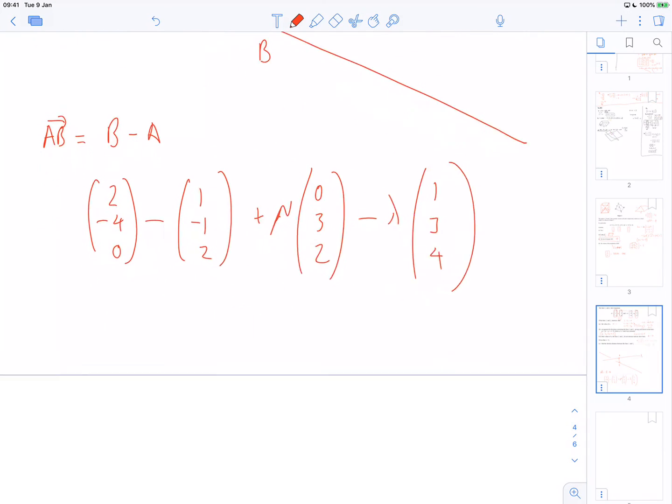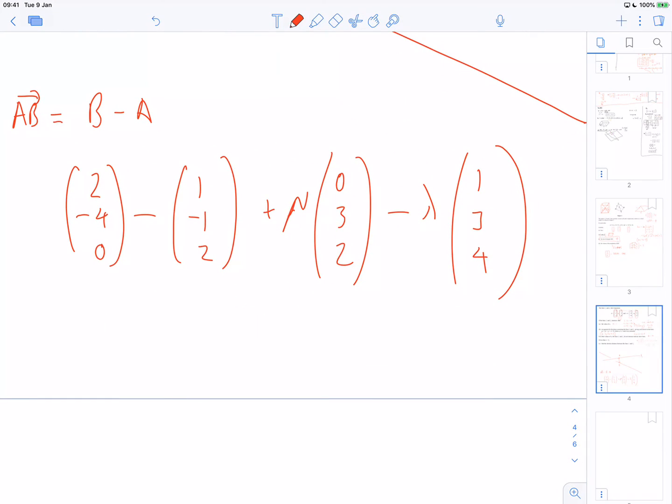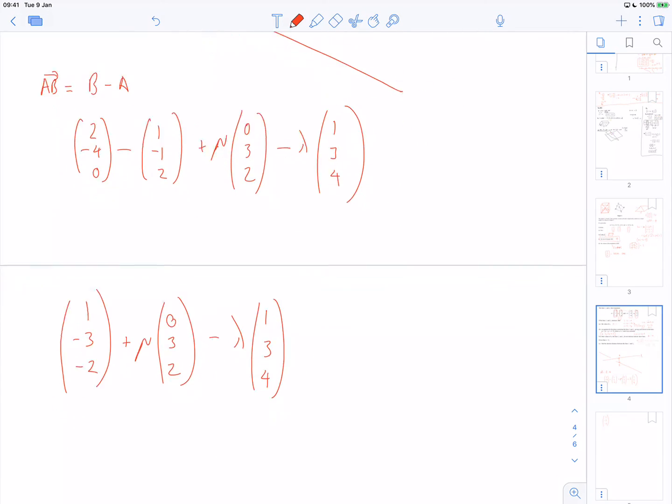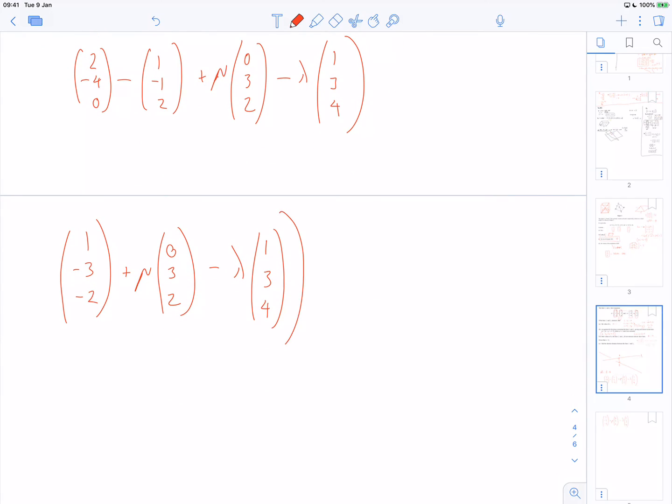Okay, let's tidy this up. 2 minus 1 is just 1. Minus 4 minus minus 1 becomes minus 3, and 0 minus 2 is minus 2. And this becomes plus mu lots of 0, 3, 2, and minus lambda lots of 1, 3, 4. Okay, this is the general A to B.